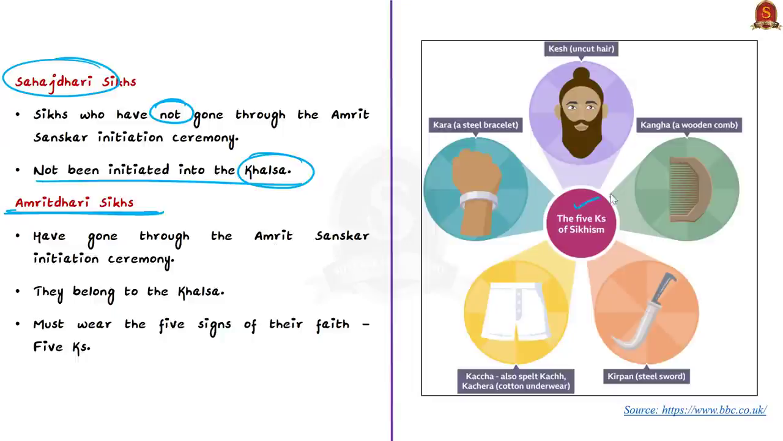They are Kirpan, which is a small sized sword that is placed in a shoulder belt. You can even see women having this small sword. Then Kara, which is an iron bangle worn on the wrist. Then Kacha, which is a cotton underwear. You can closely relate it with boxer shorts. Then Kanga, which is a small wooden comb, and Kesh, or uncut hair.